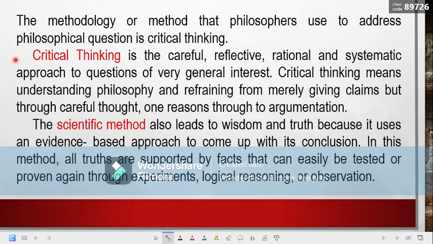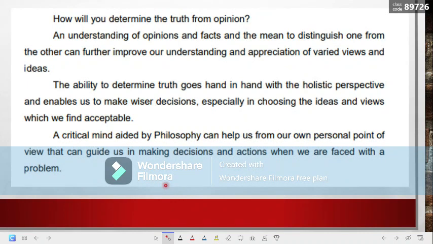The scientific method also leads to wisdom and truth because it uses an evidence-based approach to come up with its conclusion. In this method, all truths are supported by facts that can easily be tested or proven again through experiments, logical reasoning, or observation. Now, how will you determine the truth from opinion? An understanding of opinions and facts and the means to distinguish one from the other can further improve our understanding and appreciation of varied views and ideas.